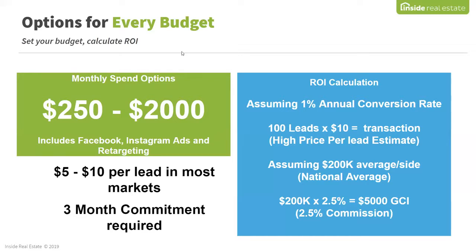So how do we buy this? What does it cost? We've got a number of different price point options. This is, again, an easy button approach. When you come into the tile in the marketplace and you want to purchase this, you're going to see options starting at $250 a month right up to $2,000 a month. That's going to include both Facebook and Instagram ads, and also retargeting.